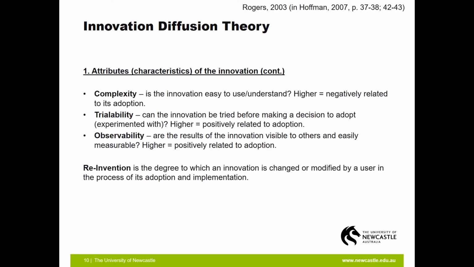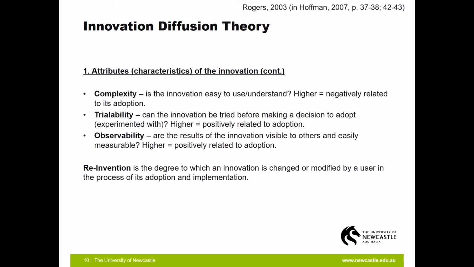Next is around complexity. So intuitively this makes sense. Is your innovation easy to use or understand? Often technological or tech-based innovations can be quite complex, particularly if you're asking people to implement new systems or ways of doing their work. People generally, and this makes sense, you can think about it yourself, if you're asked to adopt something that's highly complex, it's really difficult for you to understand, then that's not going to encourage your adoption of it. In fact, it might encourage resistance to it.